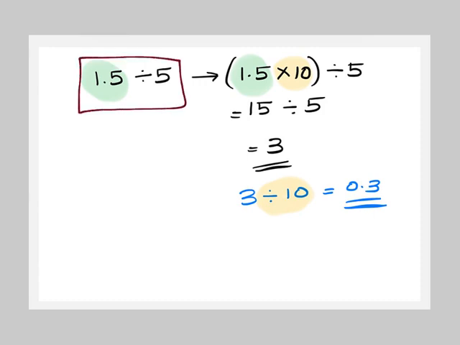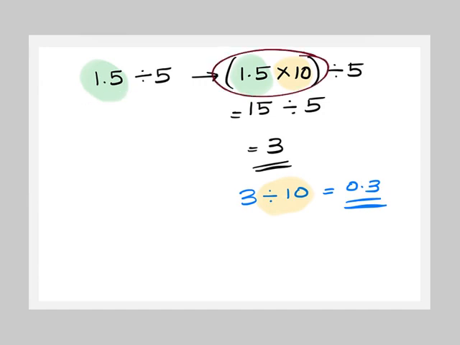So before dividing 1.5 by 5, let's make this 1.5 into a whole number. How to make this 1.5 into a whole number? For that, you have to multiply this 1.5 by 10. So let's multiply 1.5 by 10. You get the answer 15. So how did we get 15?